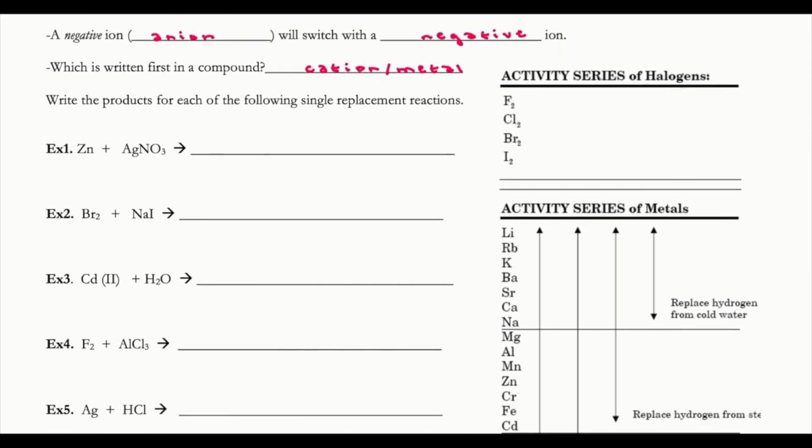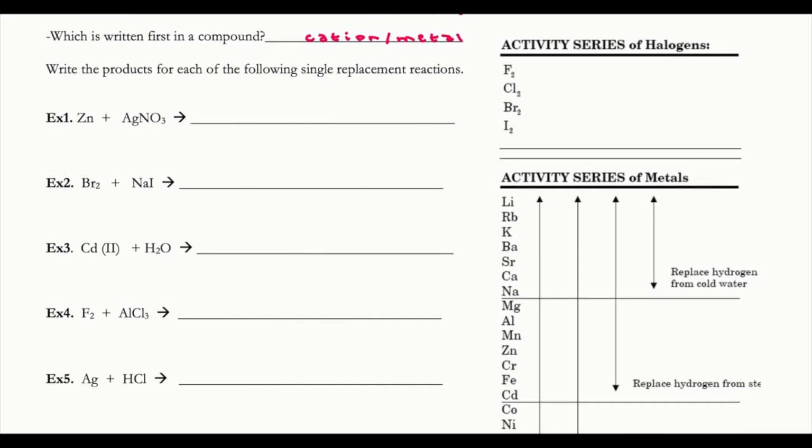Before I do that though, I need to explain what this activity series is on the right-hand side. Basically, in order for any of these elements to kick out another element, they have to be higher on the activity series. If they're not, then you will not have a reaction and you will just write no reaction. So let me go through and show you some examples of both positively charged ions kicking out positively charged ions, negatively charged ions kicking out negatively charged ions, and the use of this activity series.